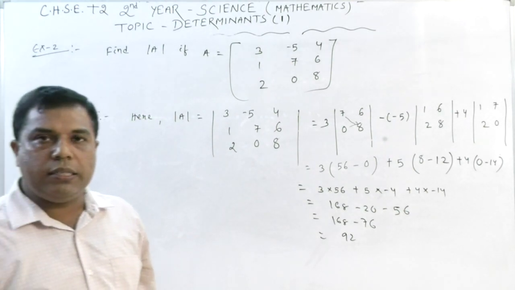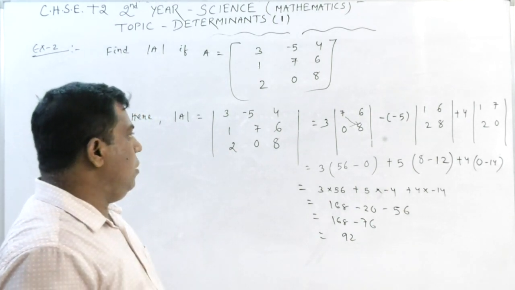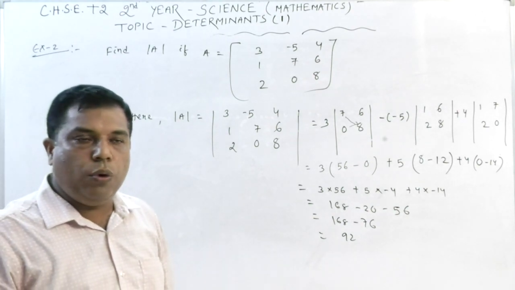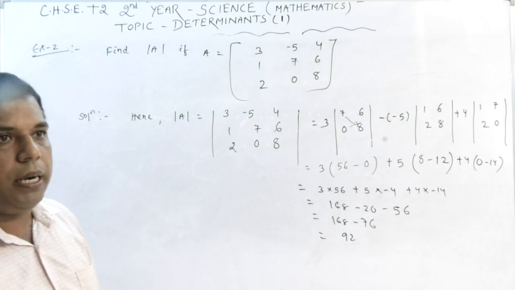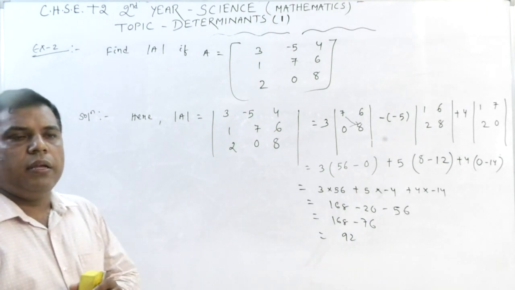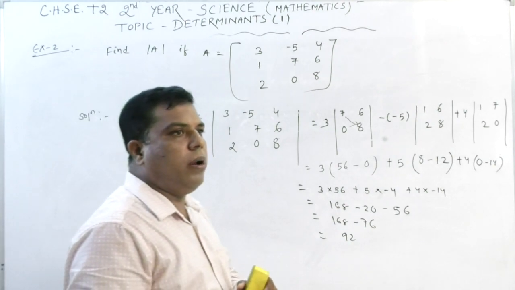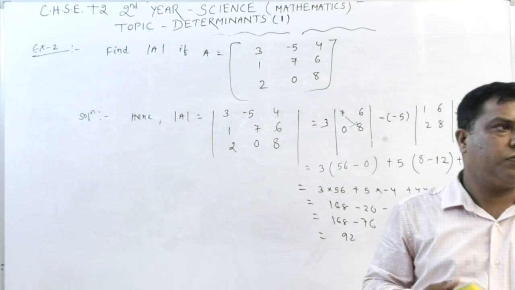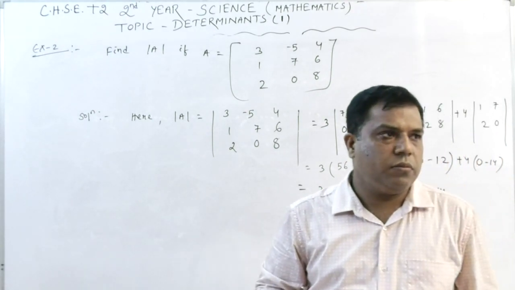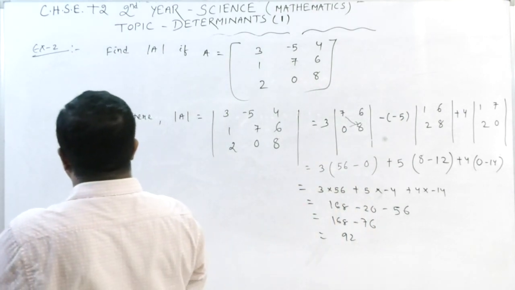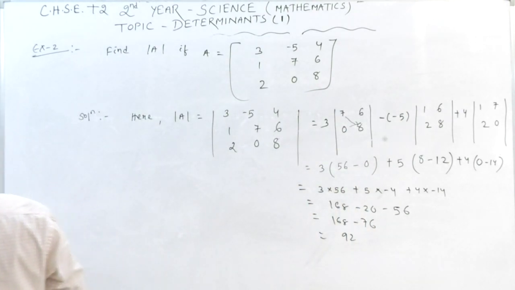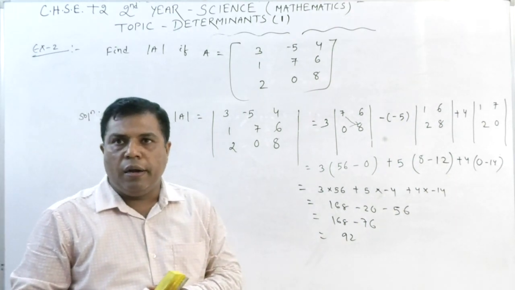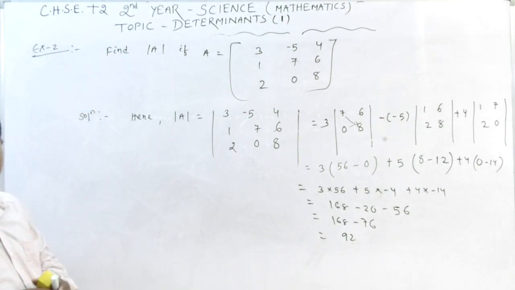Now you are clear, my dear students? Okay, very fine. So we obtain the determinant of a third order and we know the procedure of a third order determinant. Clear? Now we will go for some of the important notes of the determinant. So I am going to write some of the important notes of the determinant for your information.